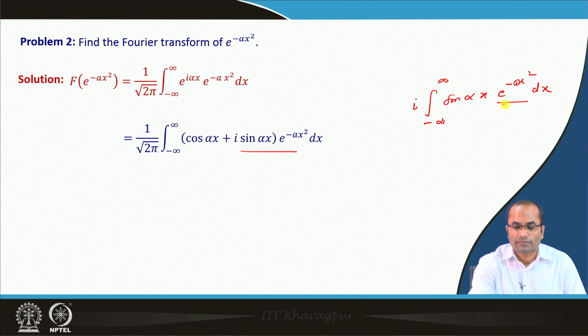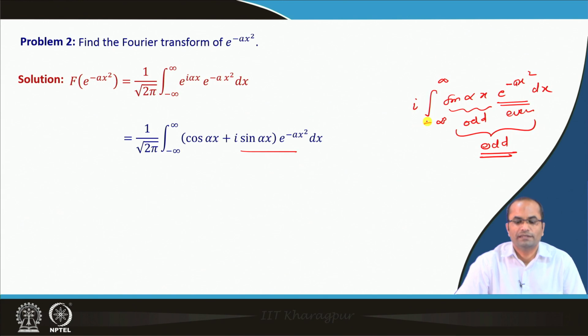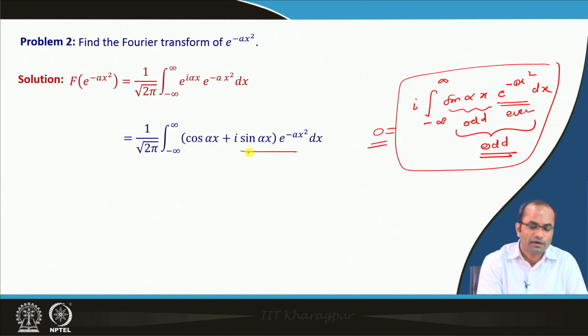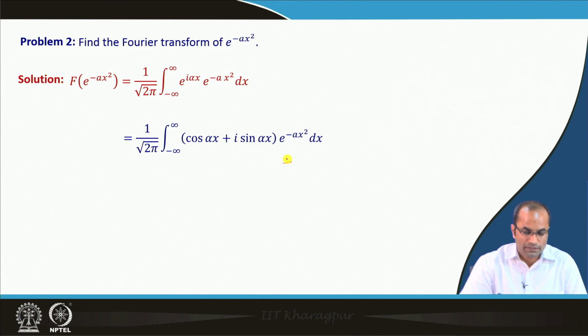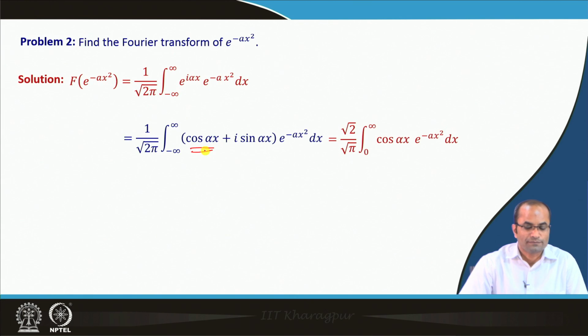This is an even function, and here the sine is an odd function. So, as a multiplication of the two, we have an odd integrand in this integral, which varies from minus infinity to plus infinity, and as a result this value will be just 0. So, the second part of the integral with sin alpha x will become 0, and then we have to deal only with the first integral.